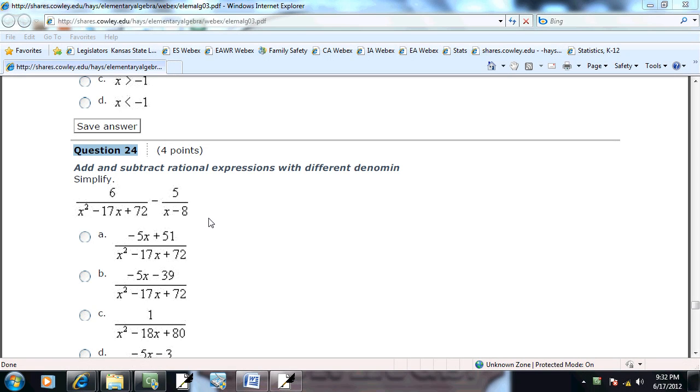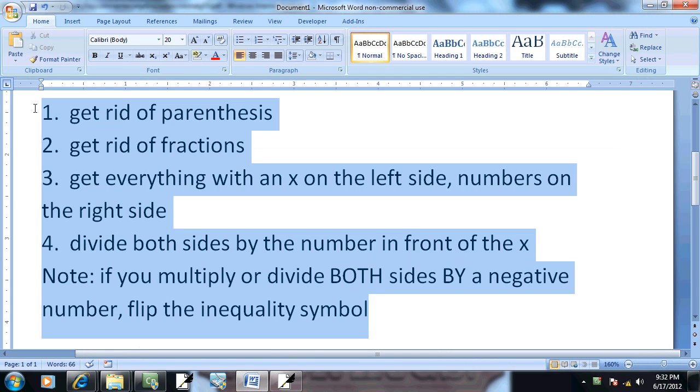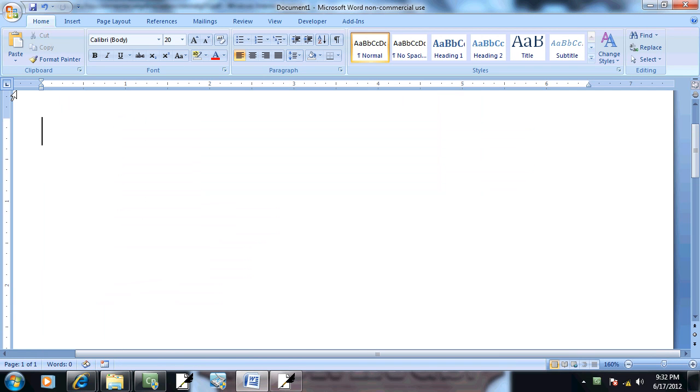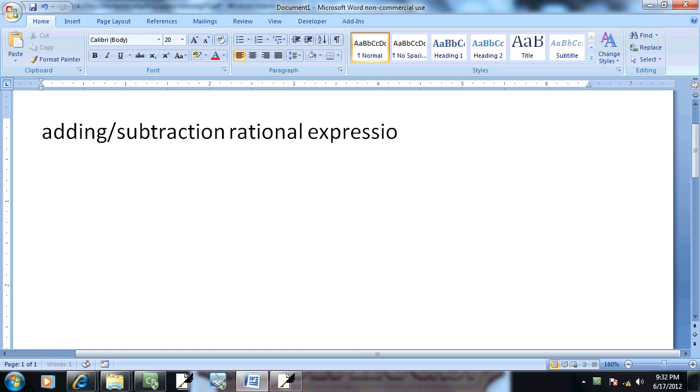Take a look at number 24. Adding and subtracting rational expressions with different denominators. And let's refresh our memory on the steps. Adding, subtracting rational expressions with different denominators.